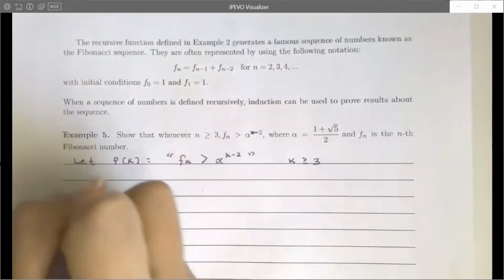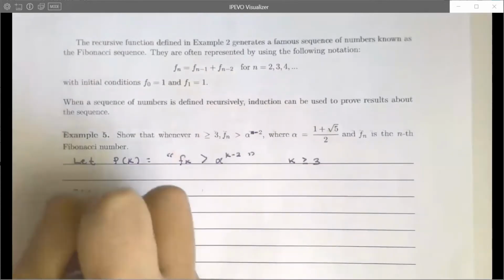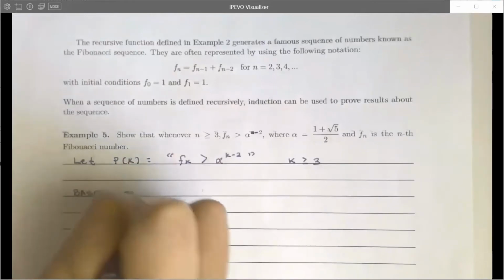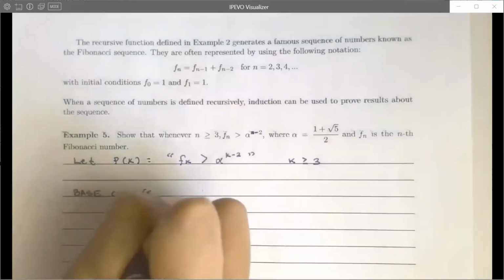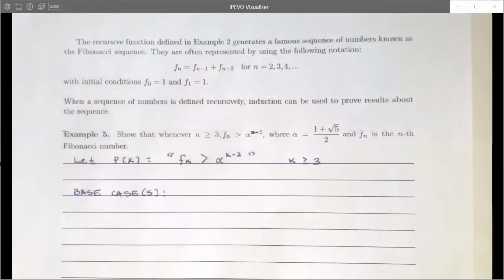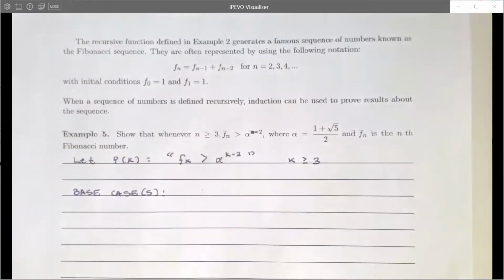Let's see if the base case is true. And actually, we might even need to prove more than one case. I've written this on a separate sheet just so that we wouldn't spend too much time. Actually, I did it for P of 3.